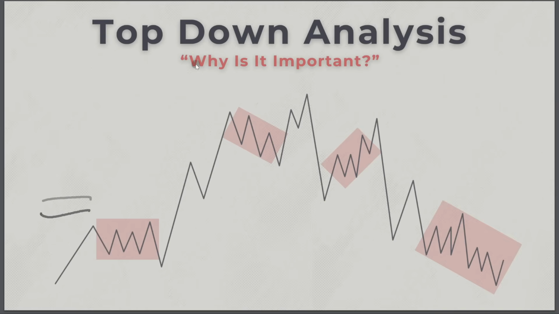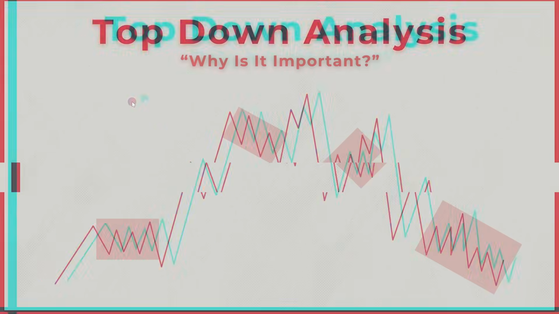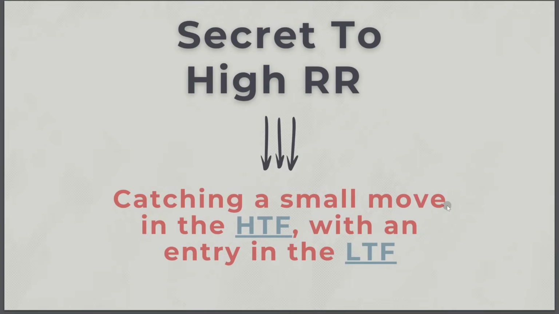So that's why top-down analysis is very important, because otherwise, if you don't use it, you're going to be trapped in a consolidation and ranging market. Price will only expand when it's reaching a higher time frame POI. So by understanding top-down analysis, now we understand the secret to high reward to risk.